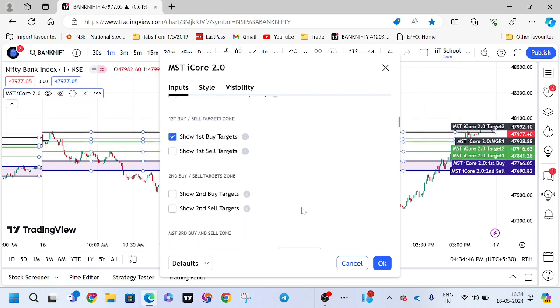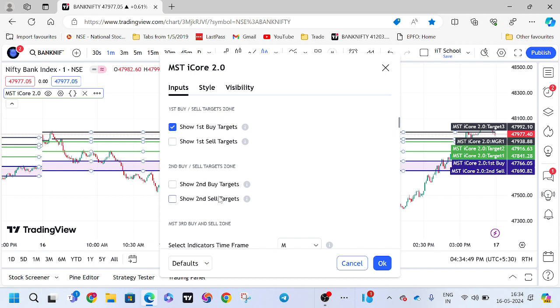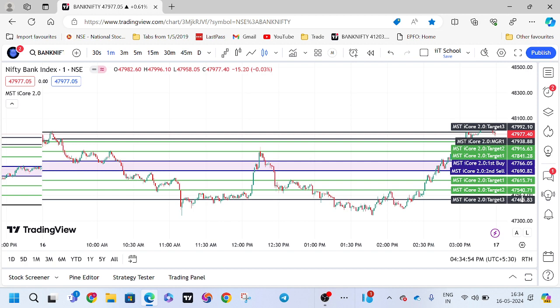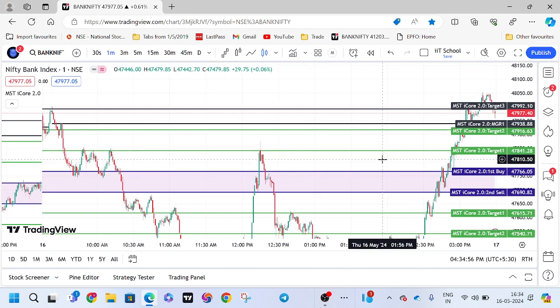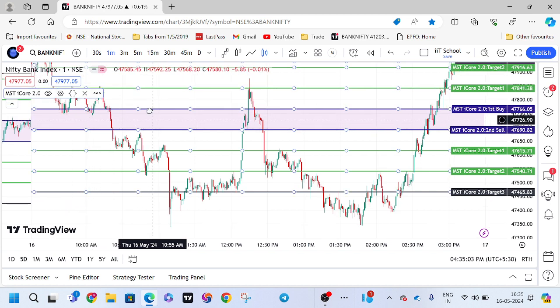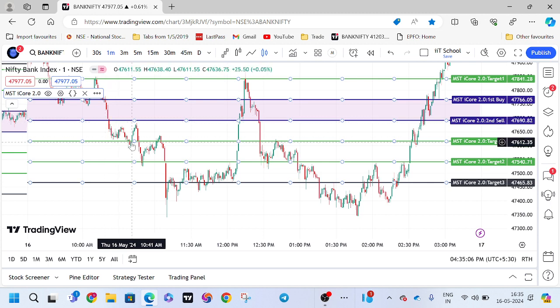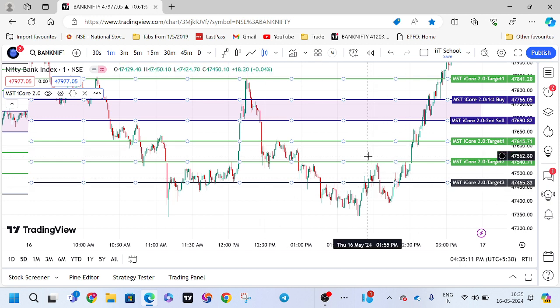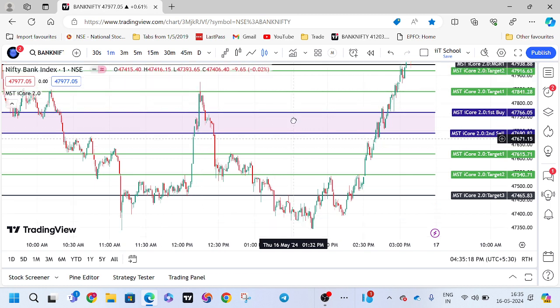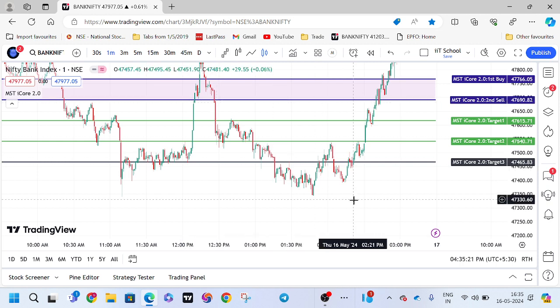See, since first buy activated, I am enabling second sell target also and second sell entry also. Now if you see what happened in the morning, exactly first buy activated here and first target hit, again first buy activated, first target hit, then second time second sell activated, first target hit, second target hit, third target, fourth target, fifth target also hit. So again it reversed from here and it has reached the first buy entry, again we got the target. Once again it has fallen and second sell activated, all the targets hit.